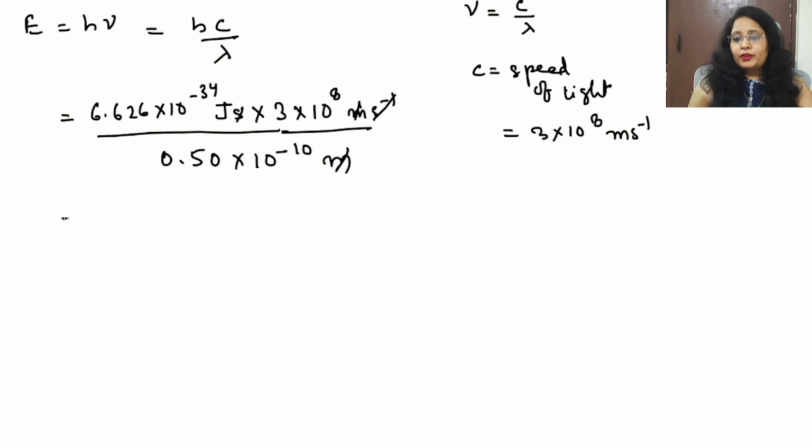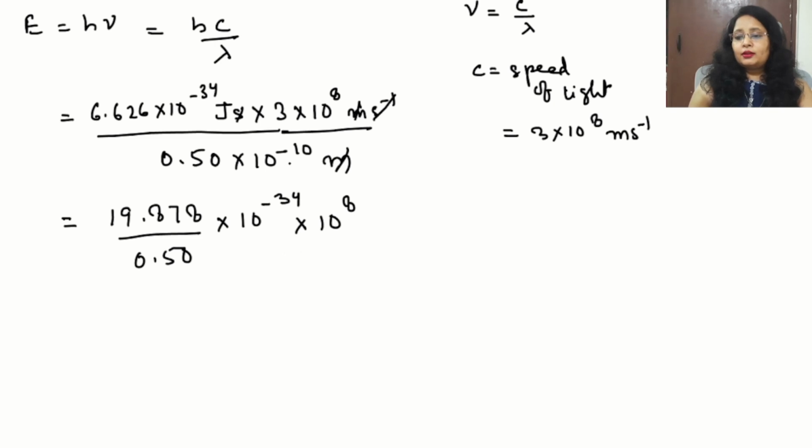Now come to the numbers. When we multiply 6.626 with 3, we will get 19.878, and divided by 0.50 into 10 to the power. Now come to the powers: minus 34 is there, multiplied by 10 to the power 8, and the 10 to the power minus 10 from the denominator will go up and it will become 10 to the power plus 10. Now adding all, minus 34 plus 8 plus 10, I think we'll get 16, and it will be minus.